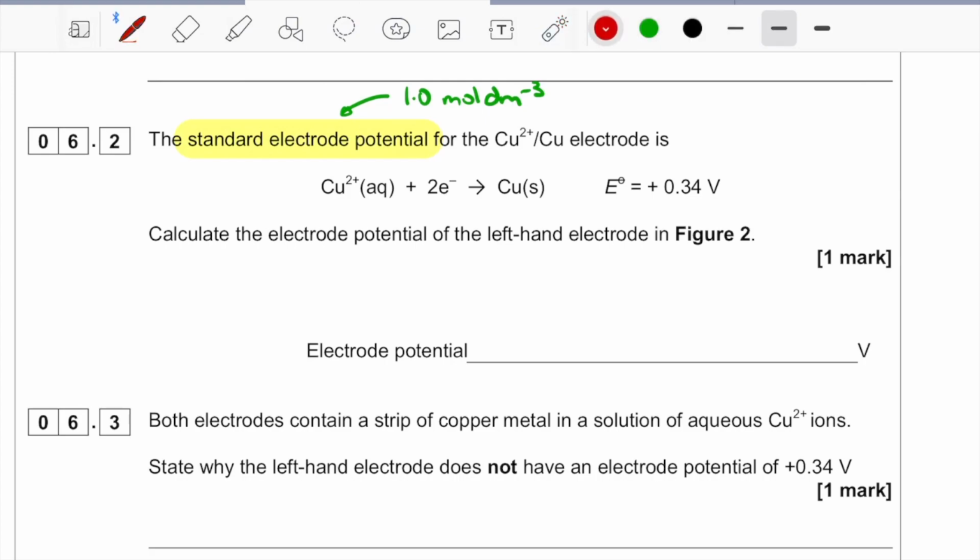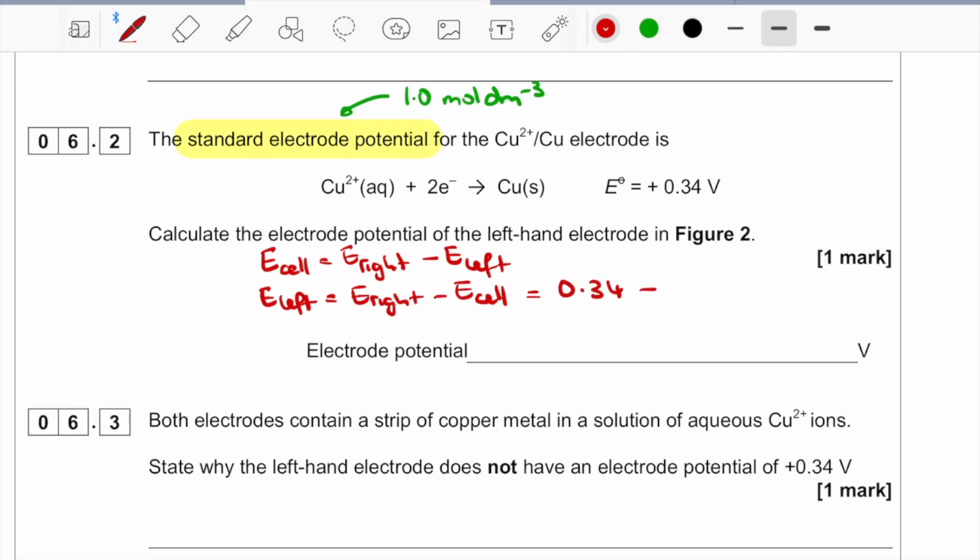So we start with our general expression, E cell equals E right minus E left. We want E left on its own, so we're going to add E left to both sides and subtract E cell from both sides. So E left equals E right minus E cell. We know that E right is 0.34. We know that E cell is 0.16. So that means our electrode potential for our left-hand cell is 0.18.